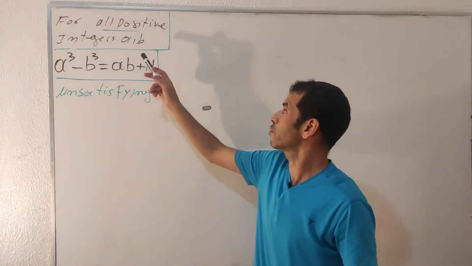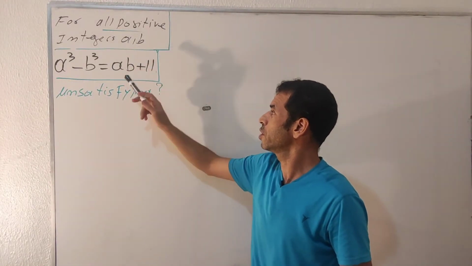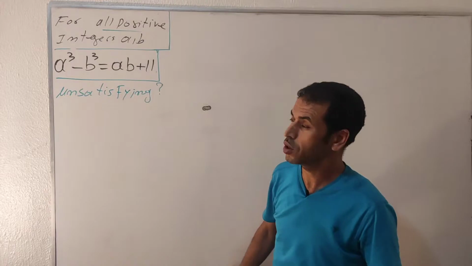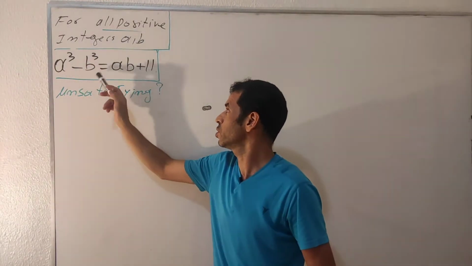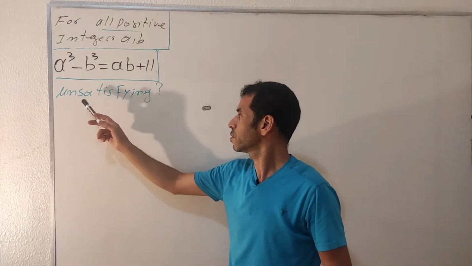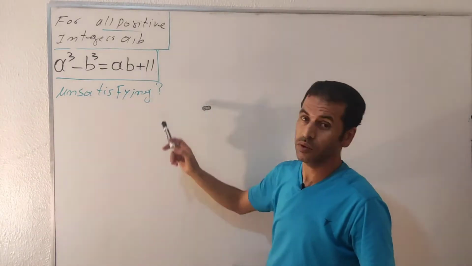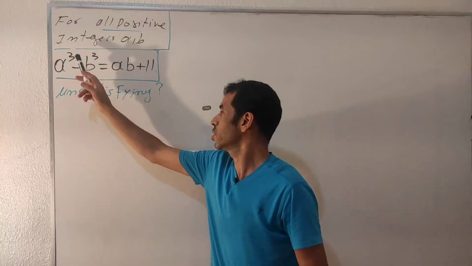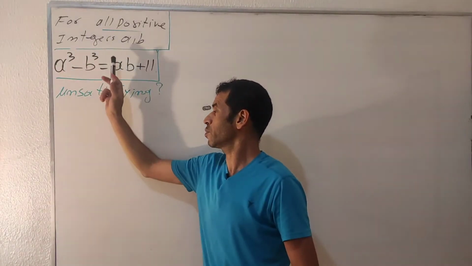So I get this problem: for all positive integers a, b such that we have the following equation, the difference of two cubes equals the product ab plus number 11. Okay, so the question is, does this equation accept solutions?